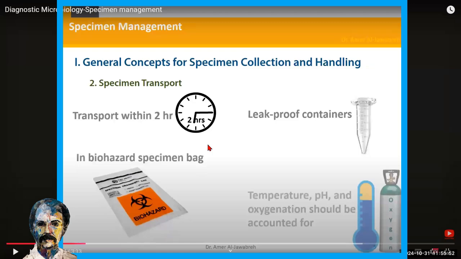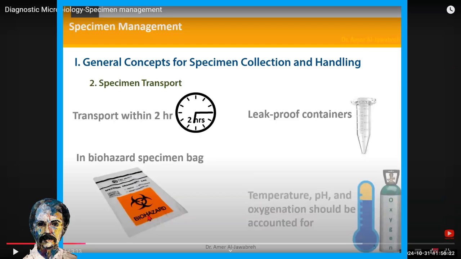Transportation in a biohazard bag. If you have a specimen, a swab, you have to have this bag, which is also very strong, and it has the sign. You know this sign? This is an international sign that indicates there is biological material, and this biological material is very dangerous. This is what we call biohazard. Hazard means danger. Hazard means risk.